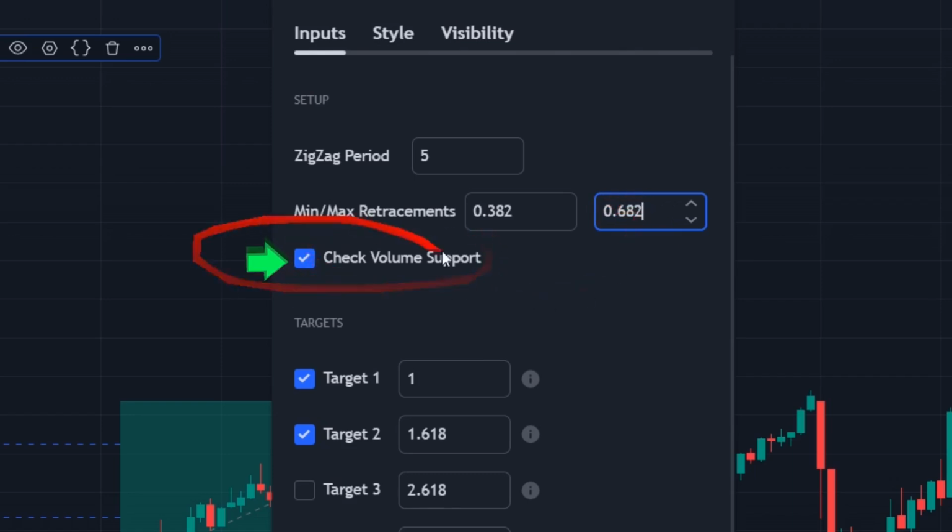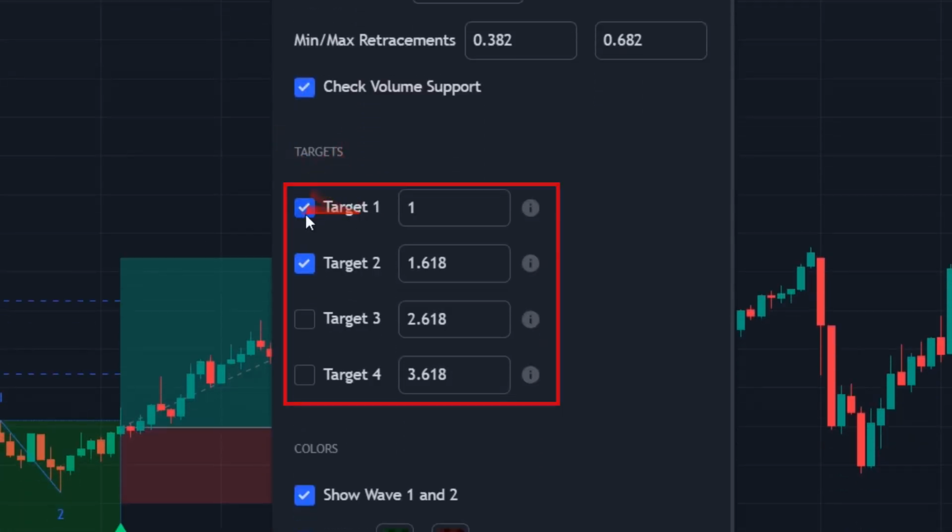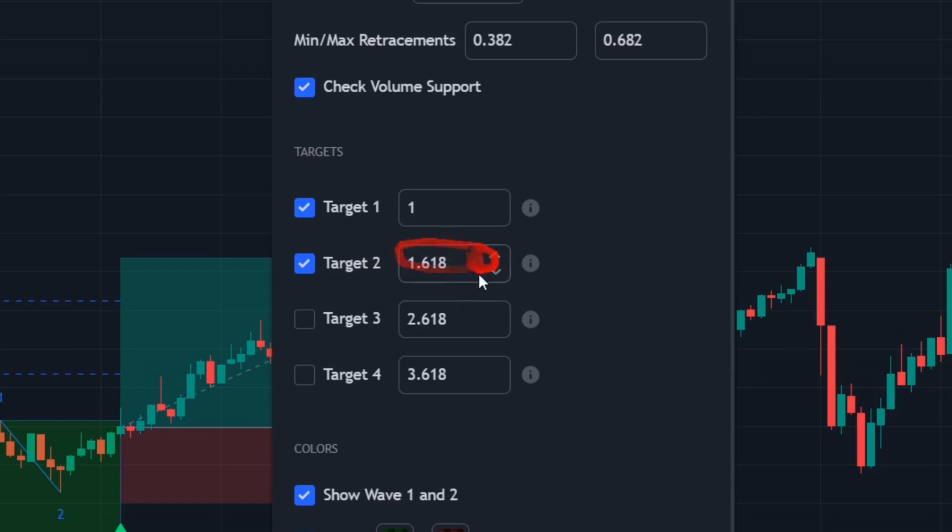Check volume support. This option is used to check trading volume during wave formation. Enabling this option makes the indicator identify only those waves supported by trading volume. Targets. Target 1. A value of 1 here means the first target is equal to 100% of the first wave's length. Target 2. A value of 1.618 here means the second target is equal to 161.8% of the first wave's length. Target 3. A value of 2.618 here means the third target is equal to 261.8% of the first wave's length.